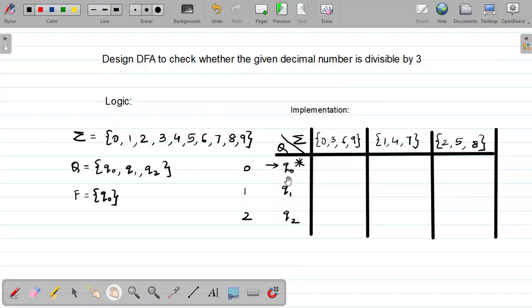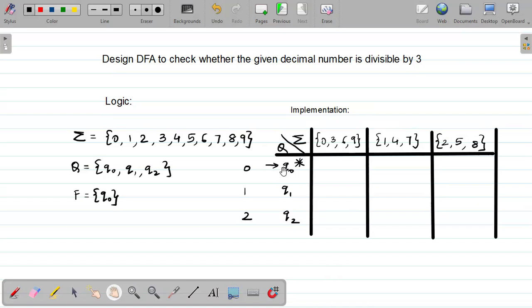Now how should the set of states be chosen? It is based on the question, divisible by 3. So whenever you divide any decimal number by 3, either you will get 0 as the remainder, or 1 as the remainder, or 2 as the remainder. It will not be 4, because when you divide 4 by 3, the remainder is 1.